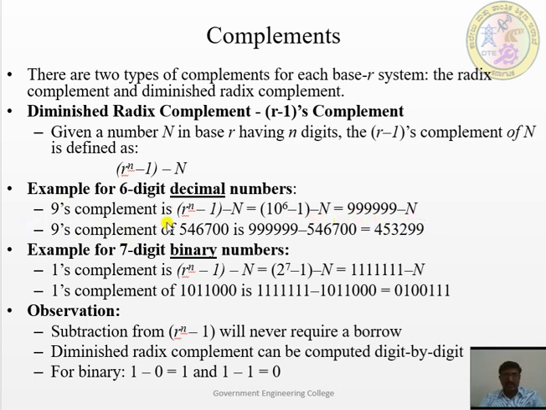So the 9's complement of 546700 is 999999 minus 546700, and its value will be 453299. In the same fashion, we can go for 7-digit numbers.